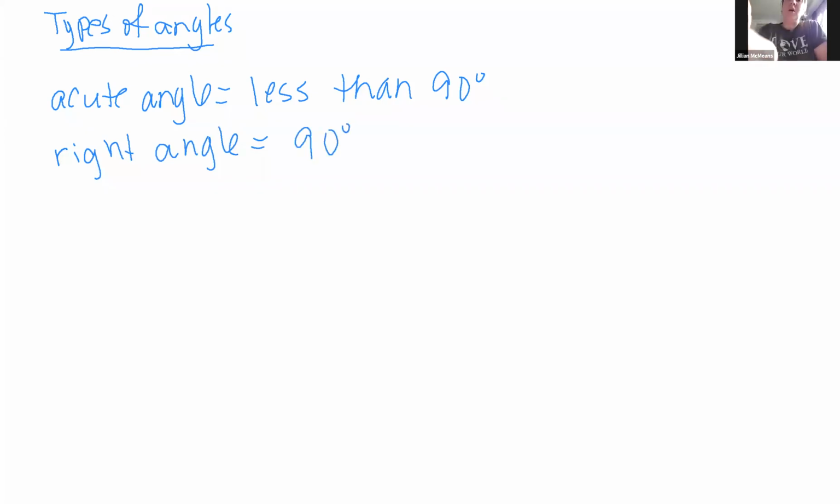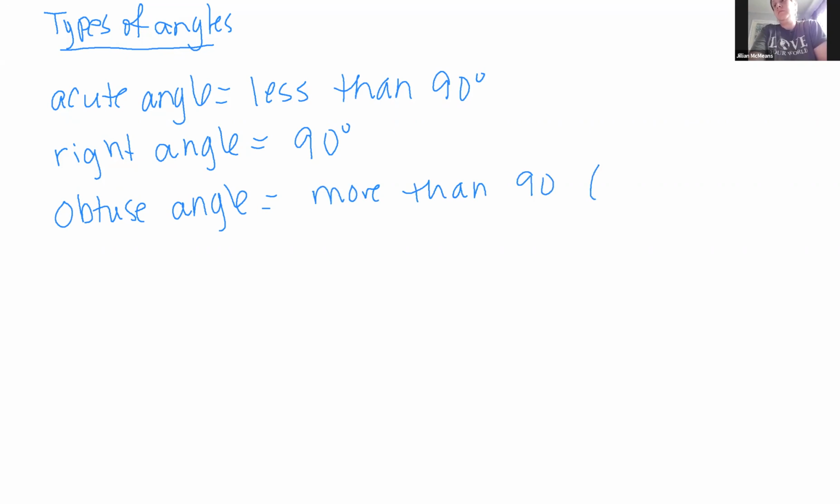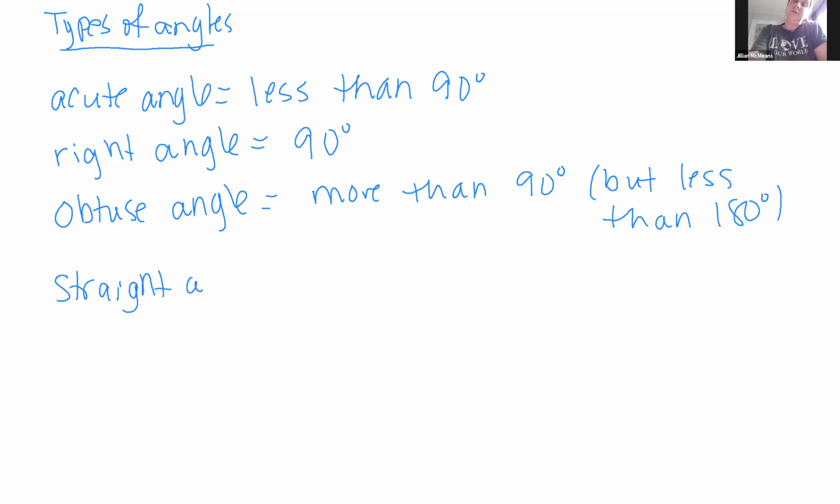You can have an obtuse angle. An obtuse angle is more than 90 degrees, but less than 180. And then you can have what's called a straight angle. And a straight angle is equal to 180 degrees.